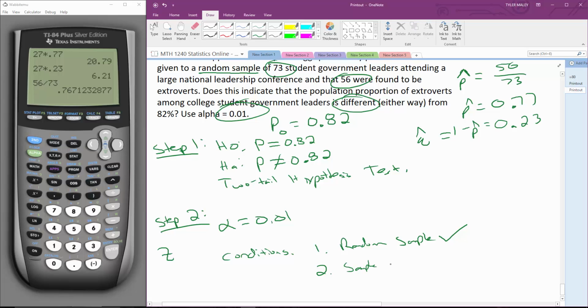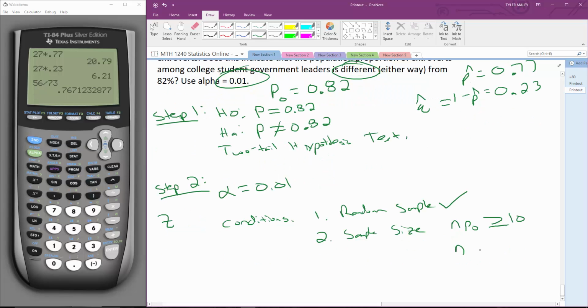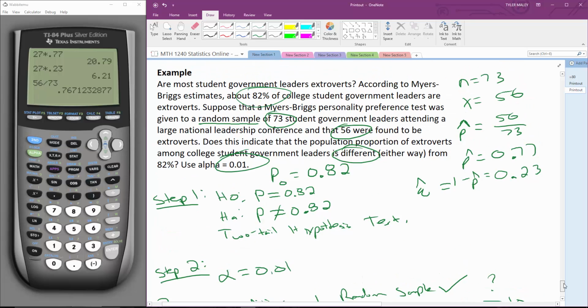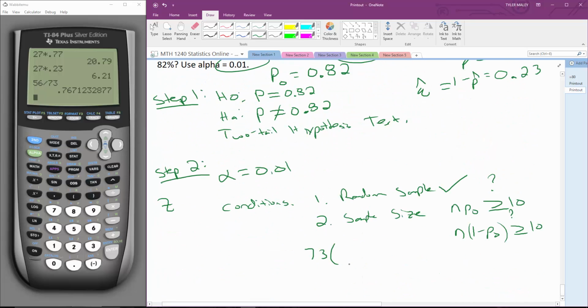The second condition is, do we have a large sample size? So we need to check my sample size. I take n times p naught; is that bigger than or equal to 10? And then check n times q naught, or 1 minus p naught; is that bigger than or equal to 10? We don't know p; we're testing that. So n was 73, and we'd have 73 times p naught, which is 0.82. Is this bigger than or equal to 10? 73 times 0.82 is 59, so this is bigger than or equal to 10, and we're good there.